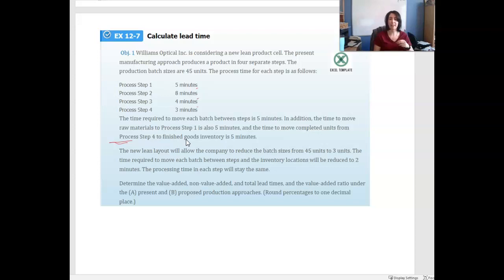The second sentence says, in addition, the time to move from raw materials to process step 1 is also 5 minutes. And the time to move the completed units from process 4 to finished goods, FG, is also 5 minutes. So you have 5 at the beginning, 5, 5, 5, and 5 to move it into the finished goods inventory. I just want to call out to you, you don't have 3 moves, you have 5 moves. All right, and that's it. Don't worry, you can do the rest of the problem on your own.